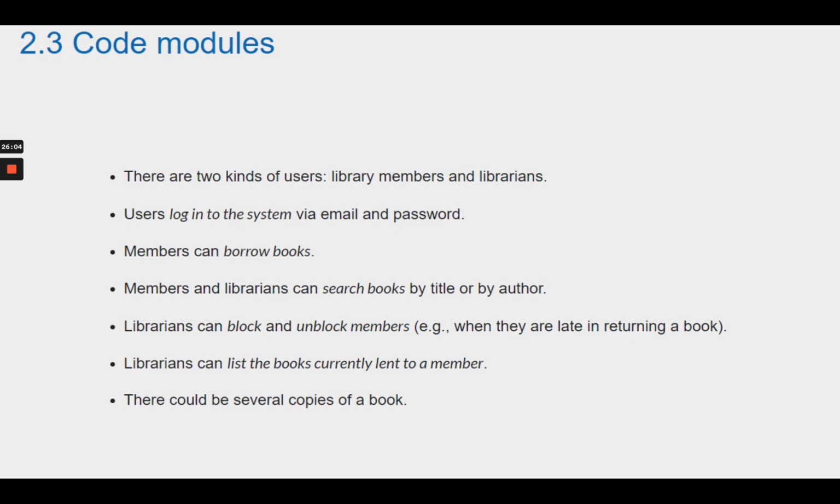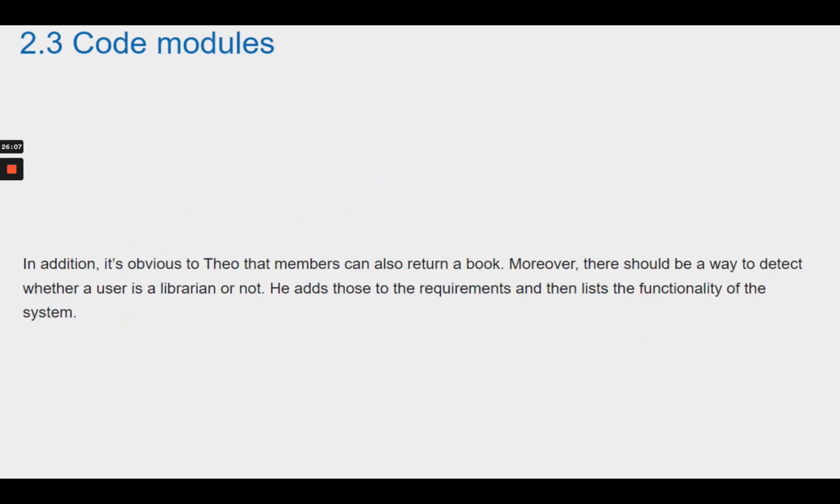There could be several copies of a book. In addition, it's obvious to Theo that members can also return a book. Moreover, there should be a way to detect whether a user is a librarian or not. He adds those to the requirements and then lists the functionality of the system.